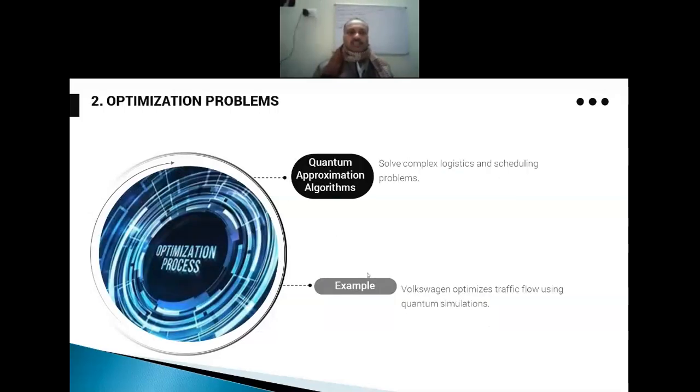Next one is the optimization problem, where you utilize quantum approximation algorithms to solve complex logistics and scheduling problems. Okay, it is utilized for traffic flow management by Volkswagen using quantum simulators.